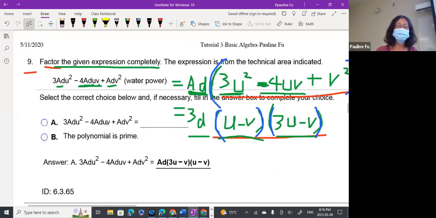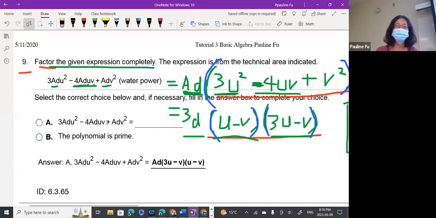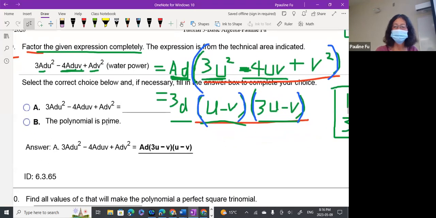Factor the expression completely. So first, you take out AD. Every item has AD. See AD. Factor out AD. The first item you have 3u squared. The second item, after you factor out AD, you have negative 4uv. Last item, after you factor out AD, you have v squared. Is that clear? The first step.